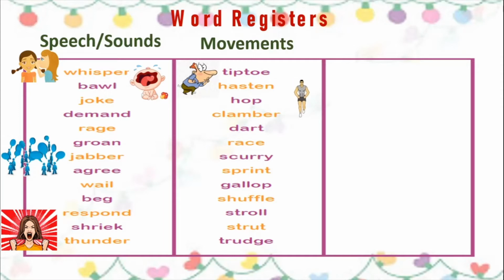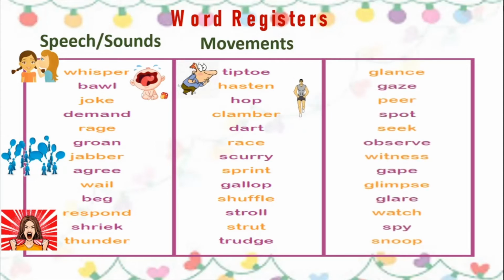You can write all these words, isn't it? So these are all examples of word registers. Let's look at one more example. See here. What do you think this category belongs to? See, glance, gaze, peer, spot, seek, observe, witness, gape, glimpse, glare, watch, spy, snoop.